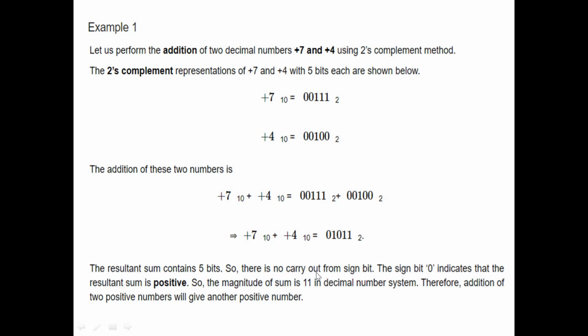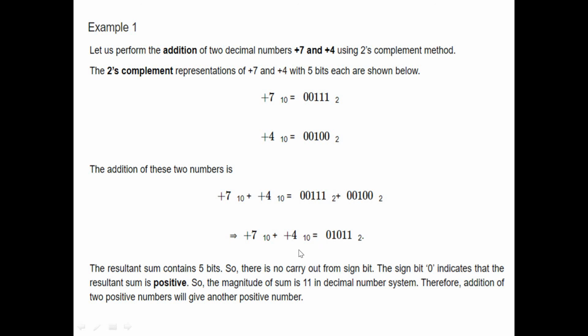If there is no carry out from the sign bit, the sign bit equal to 0 indicates that the resultant sum is positive. Again, the sign bit equals 0. If carry is generated, that indicates we are going to perform one more operation. If the sign bit equals 1, that indicates a negative result. Here the sign bit equals 0, so this is positive.